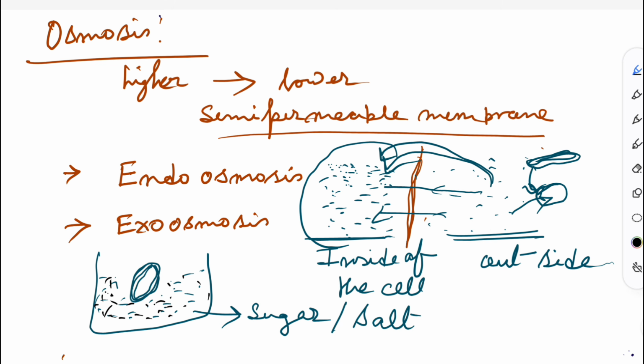So what will happen? From the grape, the water will come out. And this grape will become flaccid or sunken. Fine. So that's it for today's video.